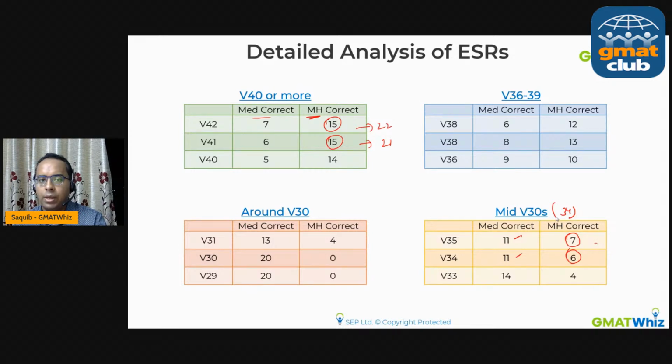Okay, so depending on the kind of score that you're looking for, this should give you a very clear-cut picture of what kind of difficulty level of question you need to solve a lot and get good at. If you're looking at a V30, there's no use practicing hard questions. But if you're looking somewhere around V35, V36, anything plus that, then there's a sufficient number of medium hard questions that you need to get correct. So keep this in mind.